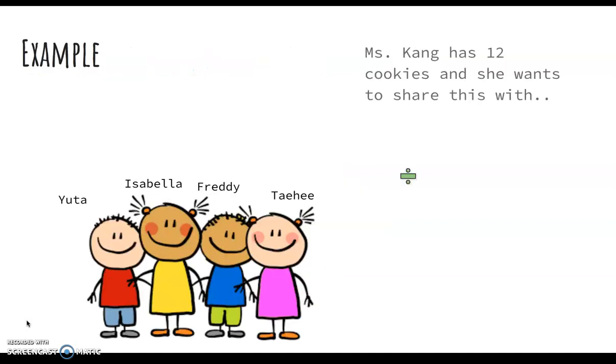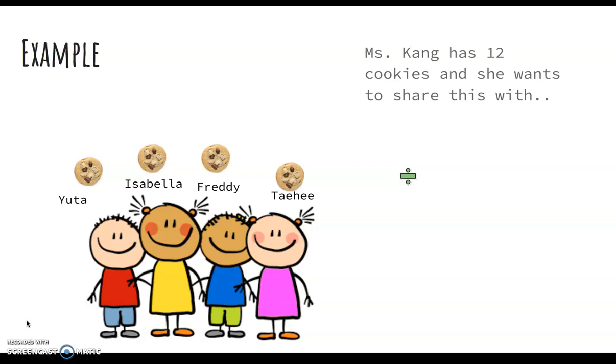So here's an example. Miss King has 12 cookies and she wants to share this with 4 friends. And it is Utah, Isabella, Freddie, and Tahi. So I'm going to give 1 cookie to each friend like this. So now I gave away my 4 cookies. So I'm going to do the same until I have no more cookies left.